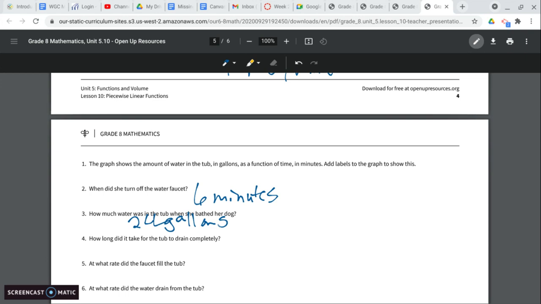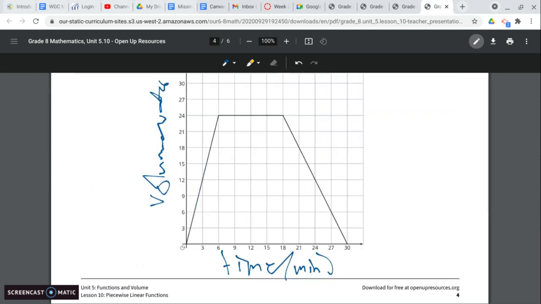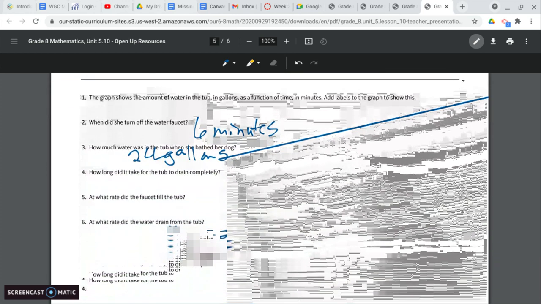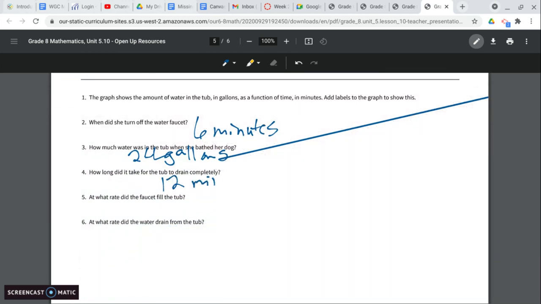And then the next one, how long did it take for the tub to completely drain? So if we look up here, okay. So at 18 minutes is when it started draining again, all the way up to 30 minutes. So 30 minus 18 is going to give us 12. So it took 12 minutes for it to completely drain.